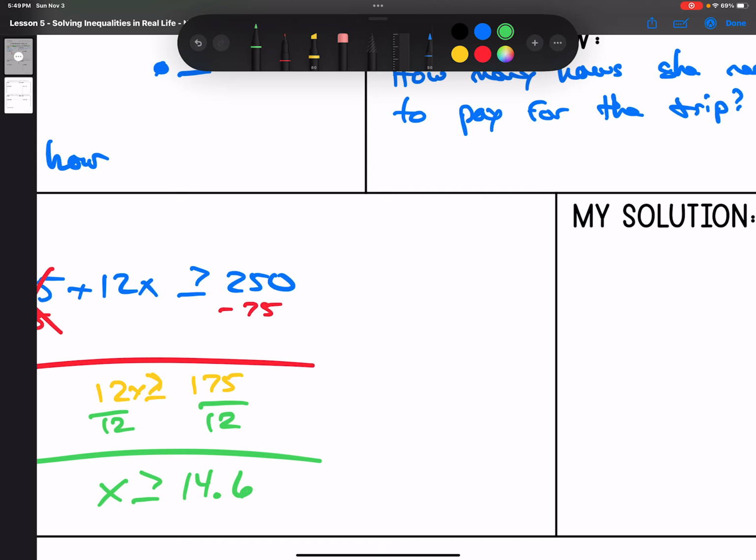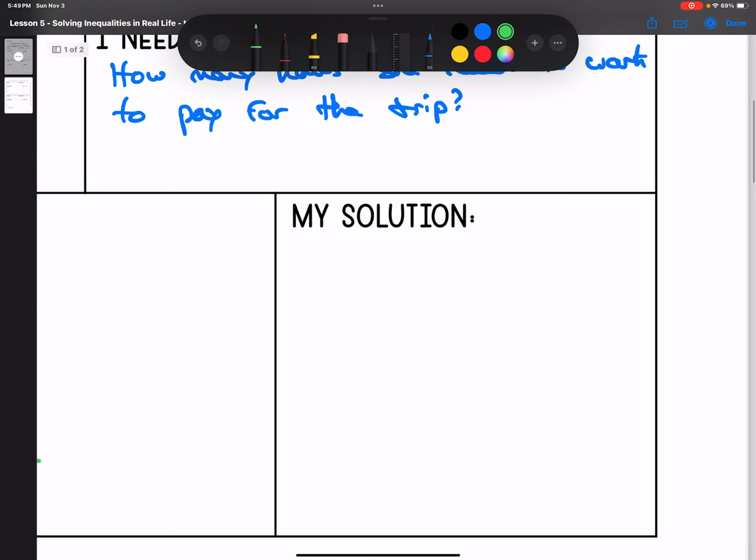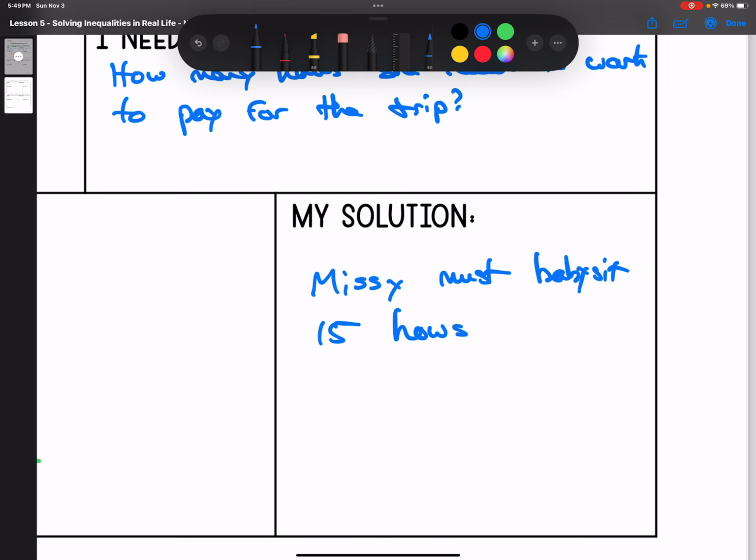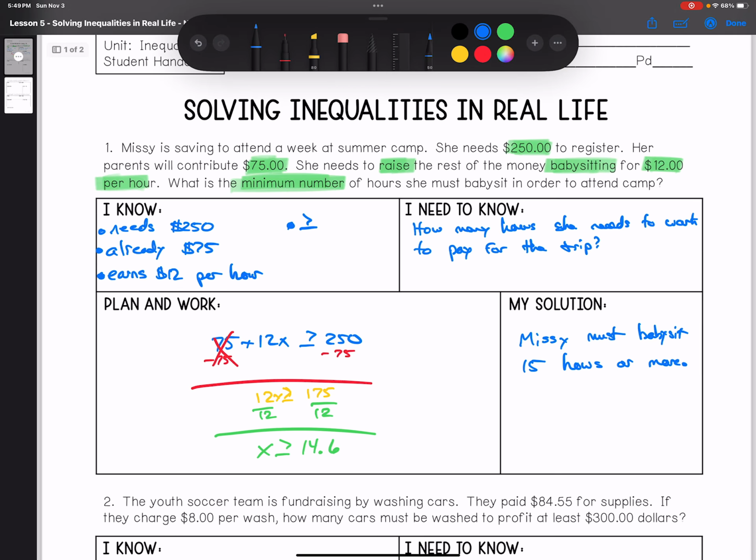So the solution is Missy must babysit 15 hours or more. Because you're not going to babysit a part of an hour. It's not how it works. All right, there's that. Once you have that copied, go ahead and start on number 2. I'm pausing now.